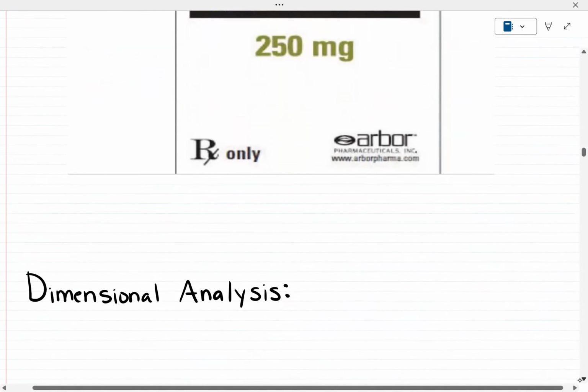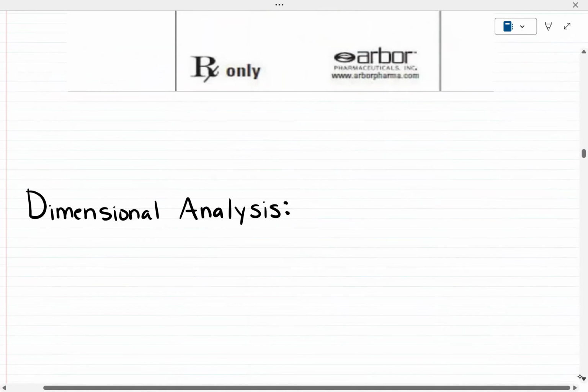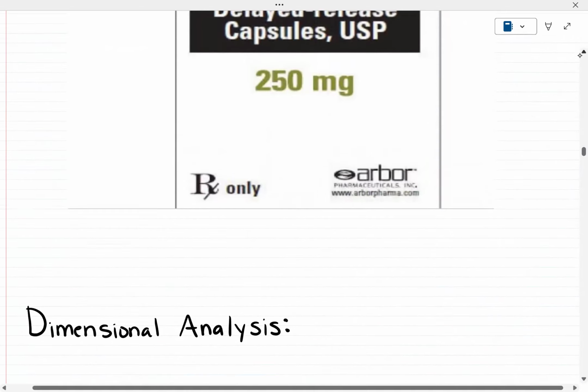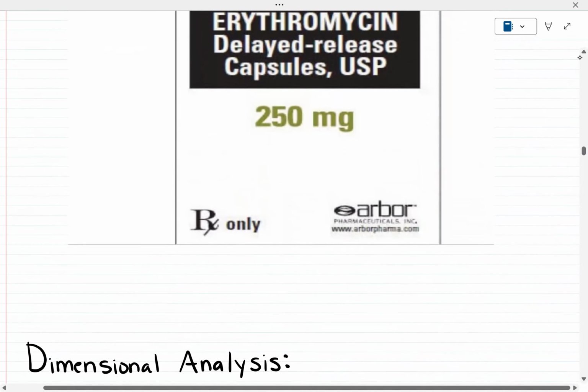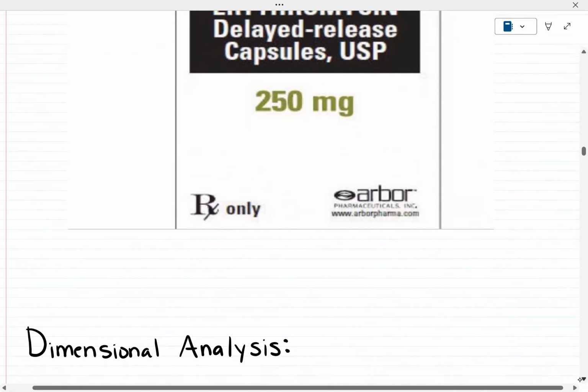Okay, let's start with dimensional analysis. Do we have to do some extra conversion? We were given 0.25 grams. In the label, the only availability is 250 milligrams. So yes, we do have to convert grams to milligrams. We have to do an extra conversion.